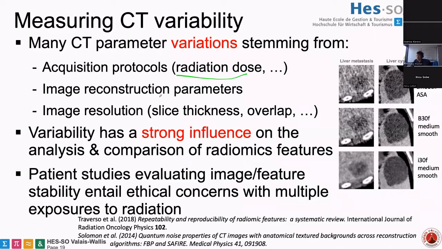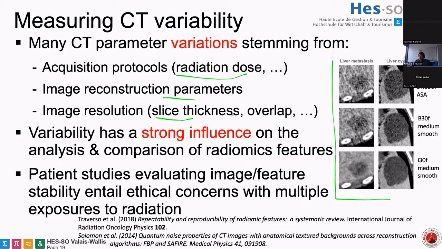We have image reconstruction parameters. We have reconstruction kernels, something that you can see here, and some of them are more like low pass filters, others are more like high pass filters, but they produce very different images. And we have different slice thicknesses, we have overlap. This is all a reconstruction thing that we do when we create the images from the raw data at the CT scanner.